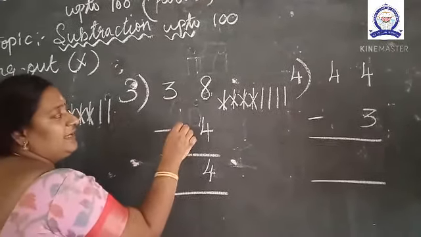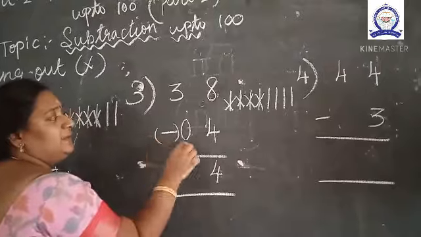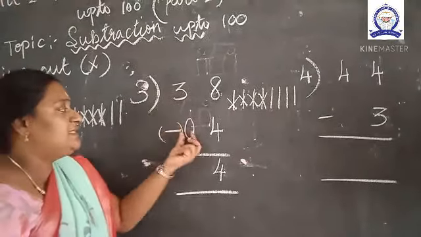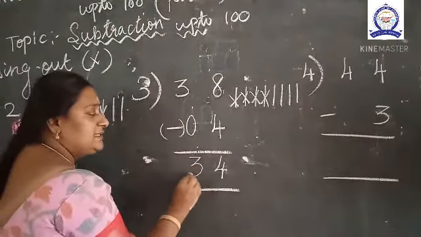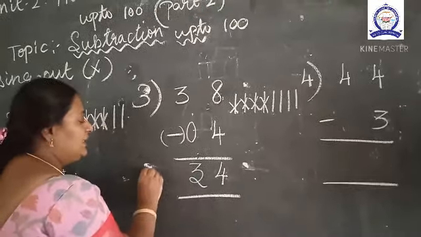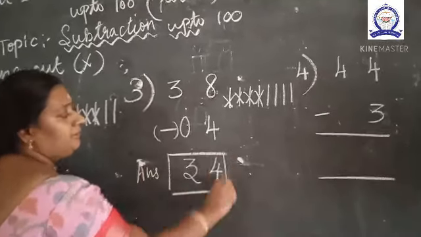Here there are no digits. What do you have to do? You have to put 0 in that place. Now you subtract 3 minus 0. 3 minus 0 is 3. So your answer is 34.